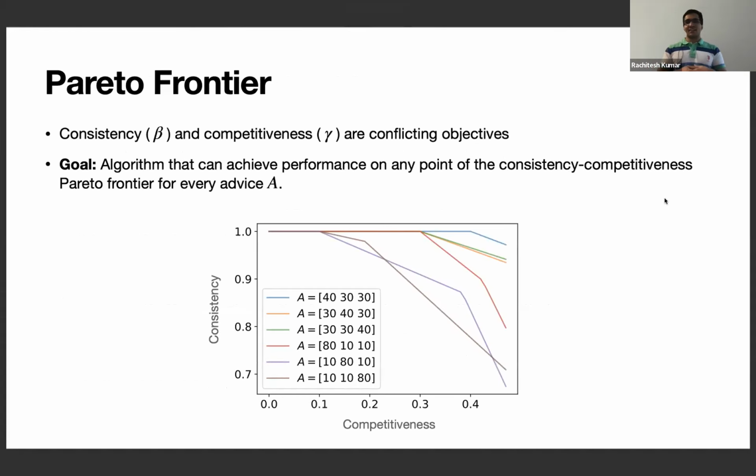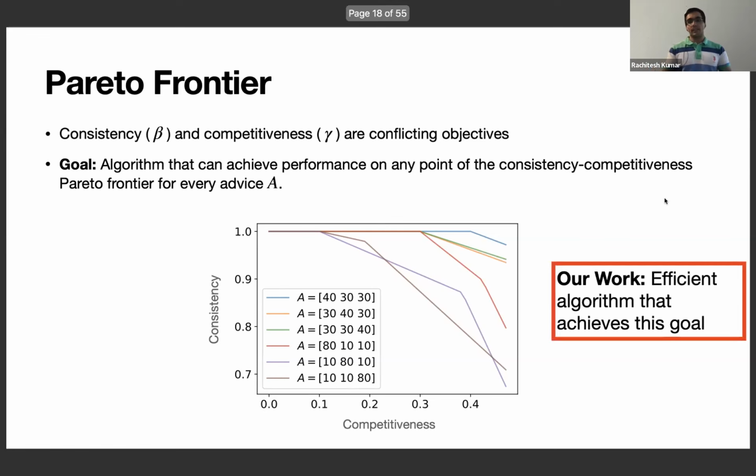Consistency and competitiveness are often conflicting objectives. So what we would like ideally is an algorithm that optimally trades them off. That is, we want an algorithm that can achieve performance on the entire Pareto frontier. So you give me a level of competitiveness and an advice, I'll give you the best possible consistency and achieve performance at that level. In this work, we do exactly that. We give an efficient algorithm that achieves performance on this Pareto frontier.